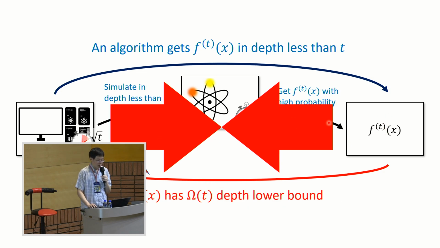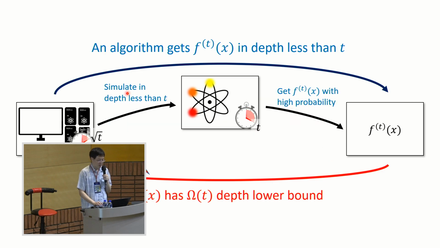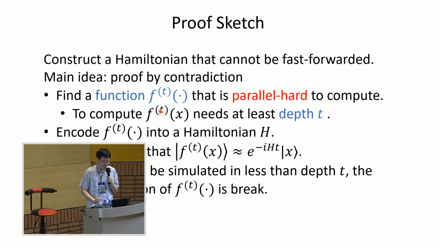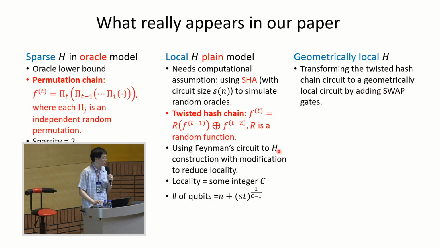And that means something doesn't work, and the only thing that doesn't work is this thing here. It means that we cannot have the simulation in depth less than t. Okay, so this thing doesn't work. That's kind of a proof sketch. So yeah, we need to find those functions that are parallelly hard, that even if you query in parallel, it's really hard. Okay, and we are really short on time, so let's go really fast through the rest of the proof.